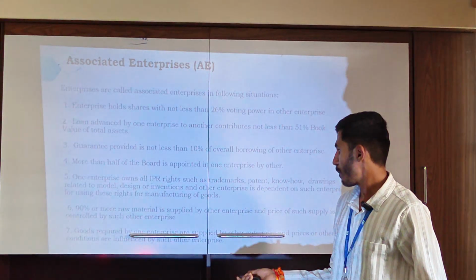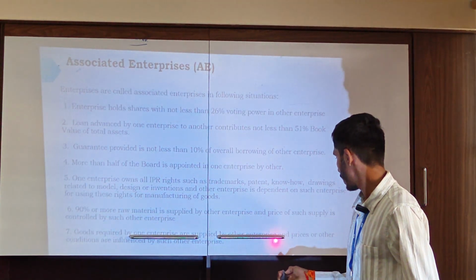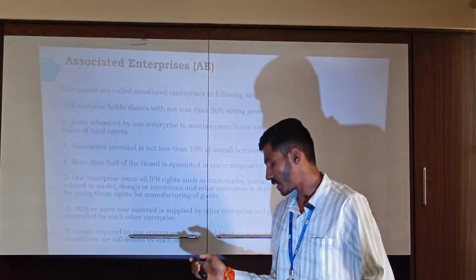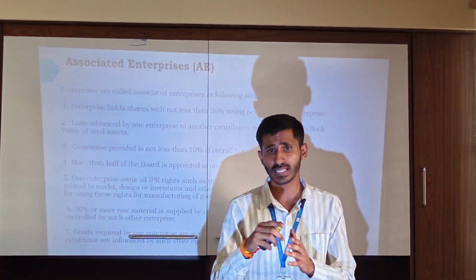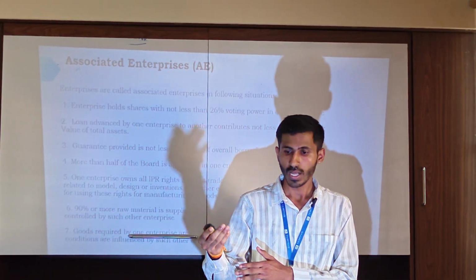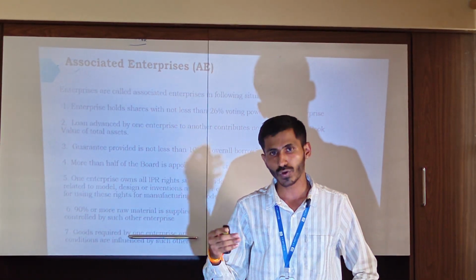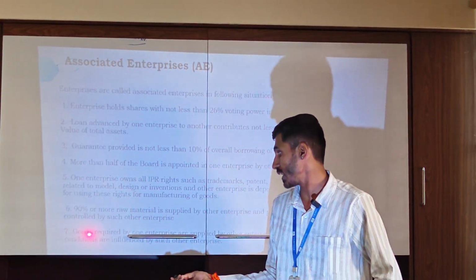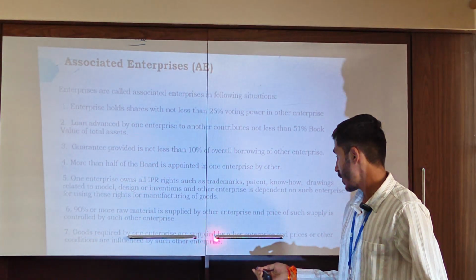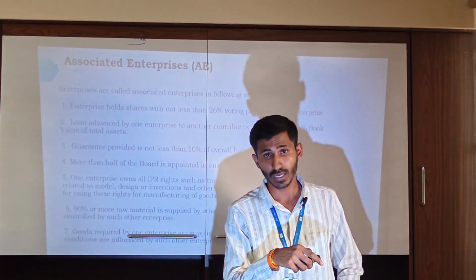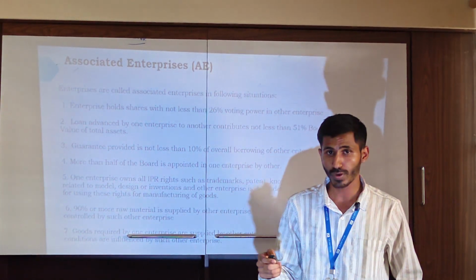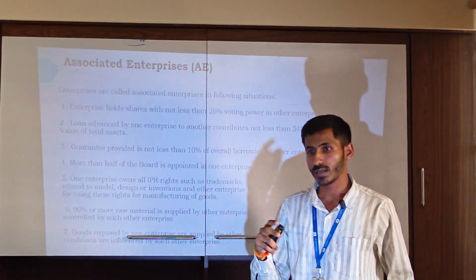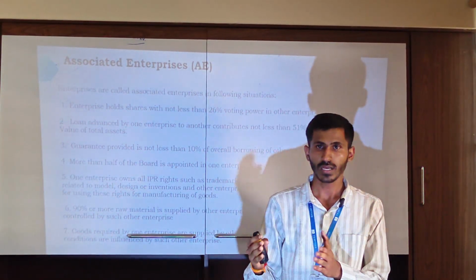Then, goods required by one enterprise are supplied by the other enterprise, and price conditions are also influenced by such other enterprise. Here, X Limited instructs Y Limited to manufacture some goods, it also gives the raw materials, and X Limited only sets the price. So when an entity sends the goods for manufacture, and the price is also set by the entity which sends the goods, then they both become associated enterprises, or any other conditions. If any one of these conditions is met, we can say that both are associated enterprises.